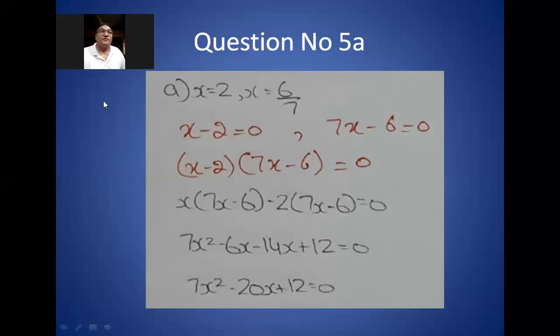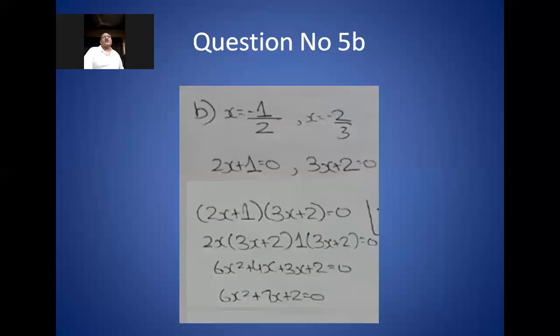So you see, this process: the solution or the roots of the equation was given, and we went back in reverse order and we found that equation whose roots or whose solutions were these numbers. So hopefully you understand. This is question number 5, A part.